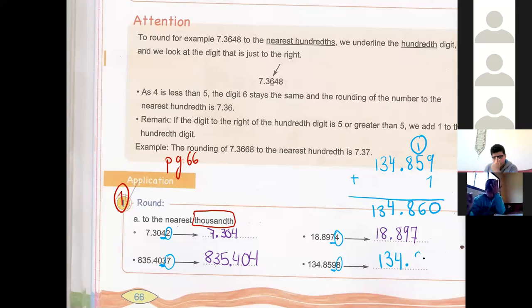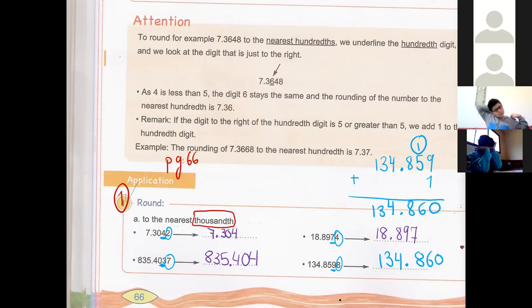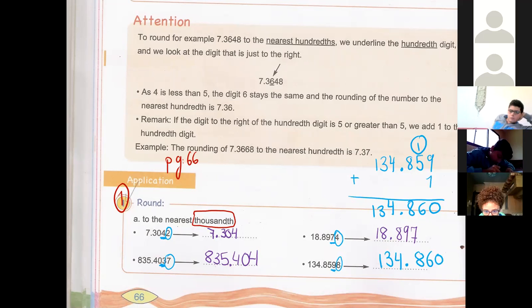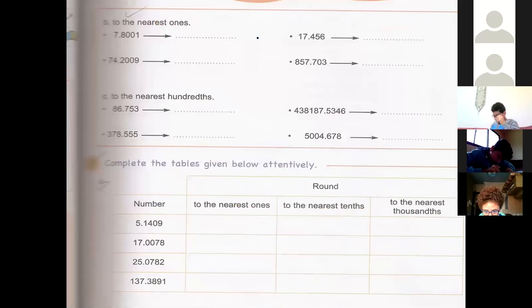So teacher, always when we have 9, we put the zero down, and the 1 we carry to the left side, to the digit on the left, we carry it up. 0 down, 1 up, as if we are arranging. Okay? So 134.806. Yes, that's it.